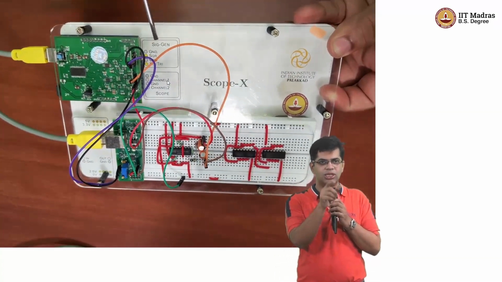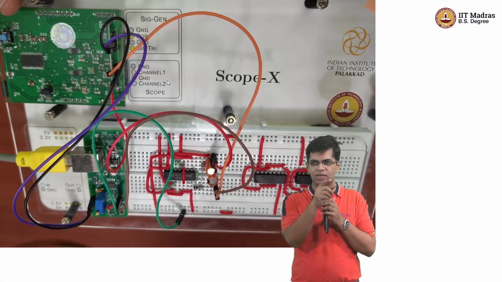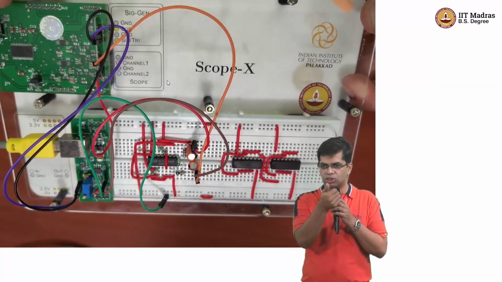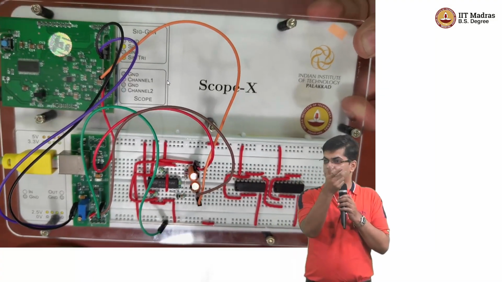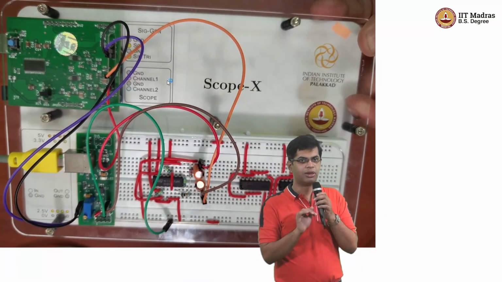You should be able to see. So that tells you the signal generator. Signal generator gives you square, sine, triangle. That should be enough for you. And it's a 2-channel scope. Okay, fine.